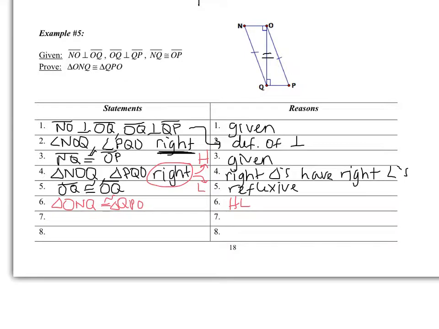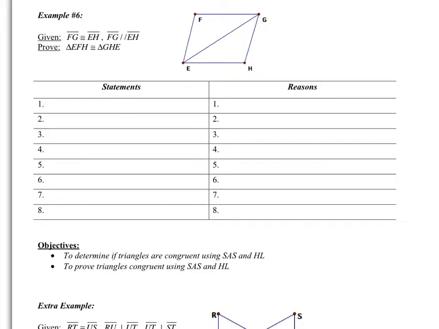So it's okay if you're a little confused. We'll do some more of this when you come to class. We have one more that we're going to do together, and then you have one to do on your own. So if you could please flip to page 19. Okay, this is example 6, and then you have an extra example.